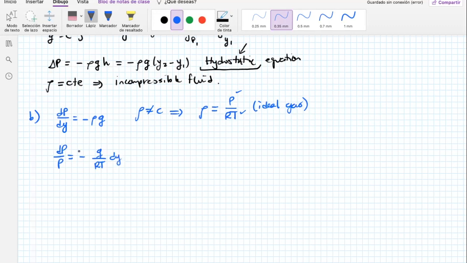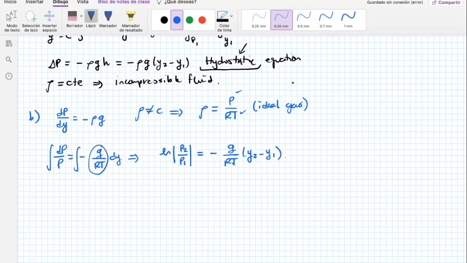I have already separated the variables. You can do it. It's just algebra. So you're gonna integrate here and you're gonna integrate here. Therefore, this integration is really simple. So you're gonna get the logarithm of p2 over p1 equals, that's the left side, and this is going to be minus g over R T. Everything is constant here, all these guys are constant, and therefore you're going to integrate from y2 to y1.